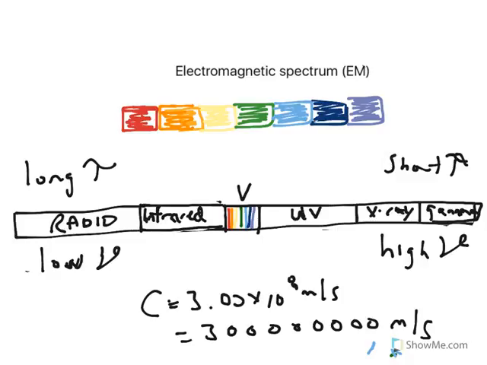And that concludes our tutorial here on the electromagnetic spectrum, electromagnetic bands, the visible band, and wavelength, frequency, and the speed of light.